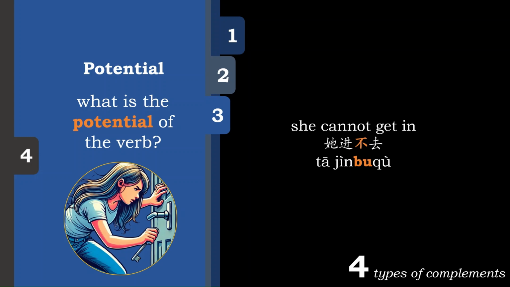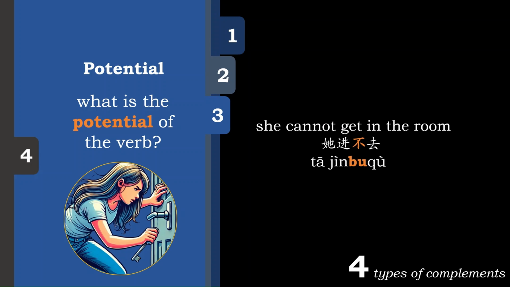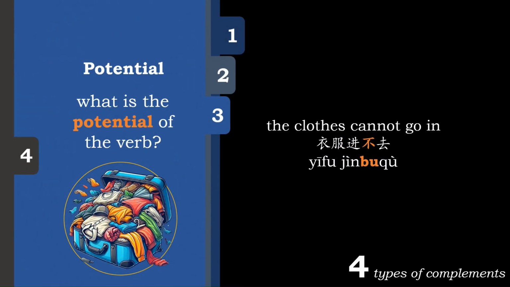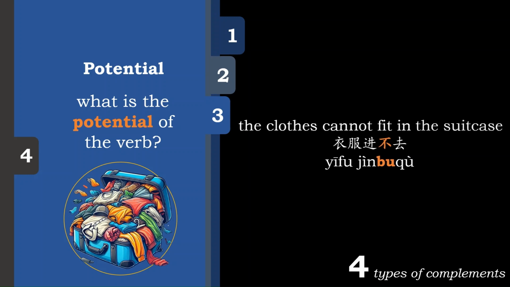What if we wanted to say she cannot get in the room? So room is 房间. Now in this case, we wouldn't split anything up. We'd simply say 她进不去房间. So that's the pattern here. Here's another example. The clothes cannot go in. 衣服进不去. This could also be translated as the clothes cannot fit in. 衣服进不去.